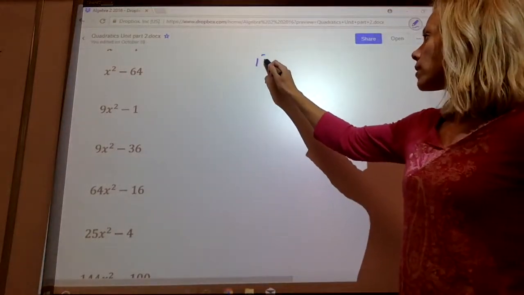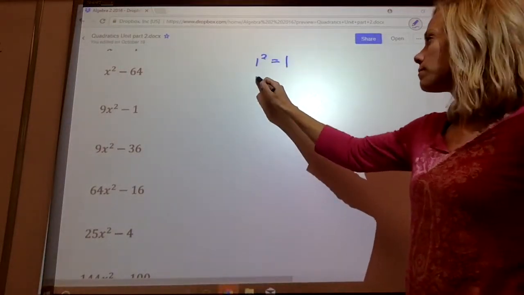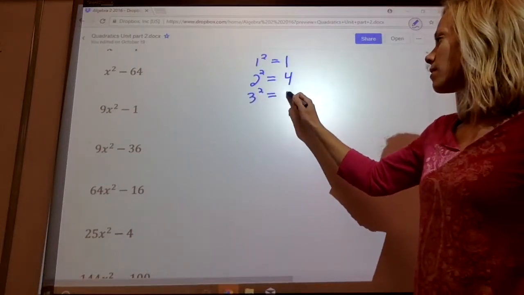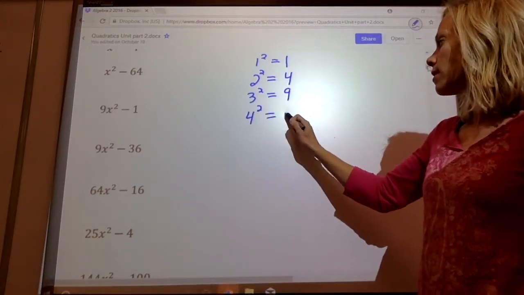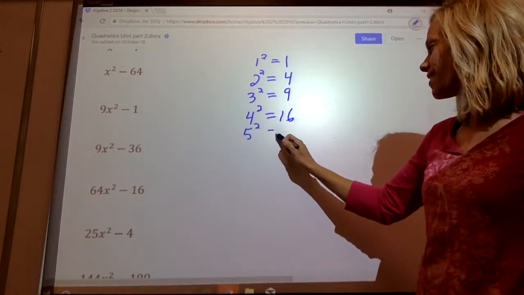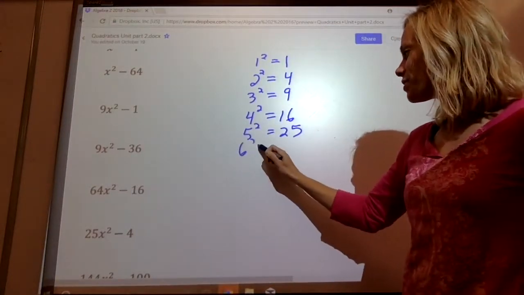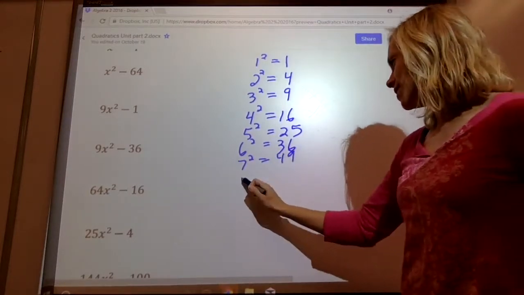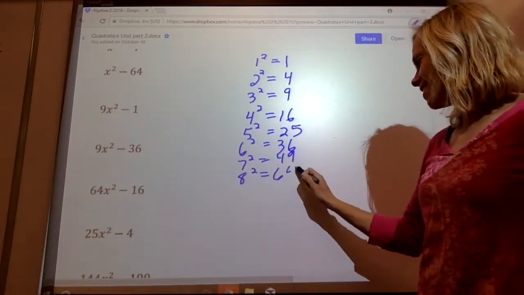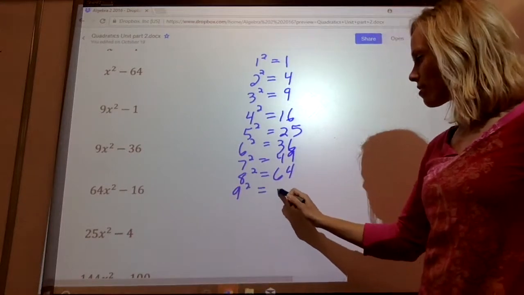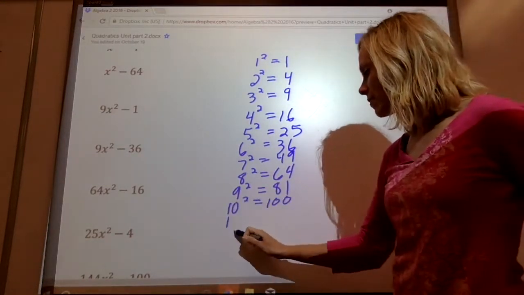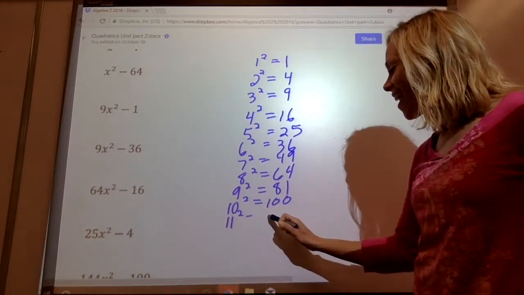1 squared is 1. 2 squared is 4. 3 squared is 9. 4 squared is 16. 5 squared is 25. 6 squared is 36. 7 squared is 49. 8 squared is 64. 9 squared is 81. 10 squared is 100. 11 squared is 121.